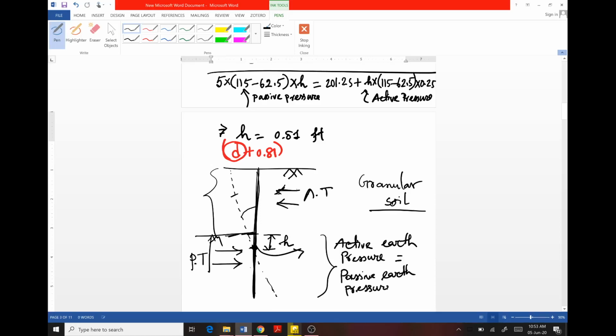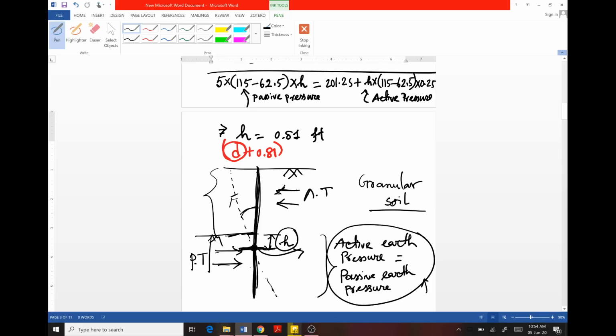This is a very important equation because this equation will lead us to our solution, and using this equation we will find out the length h. What is the length h? Where active thrust is equal to passive thrust. That means this is like a hinge. What will happen? The sheet pile will try to rotate to this point. Active thrust will try to move it away from its initial position, and passive thrust will again try to move it back towards its initial position.